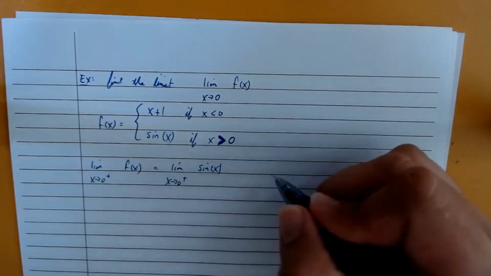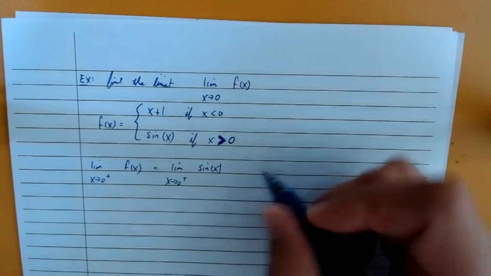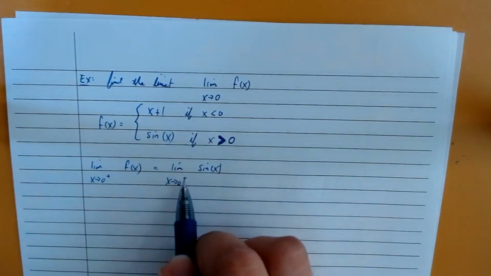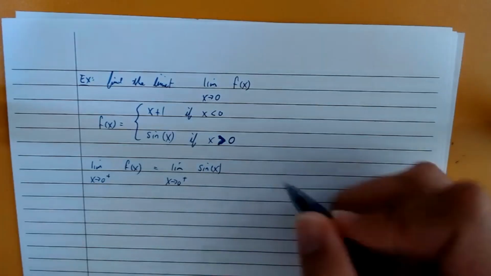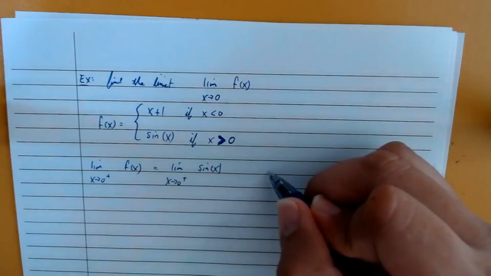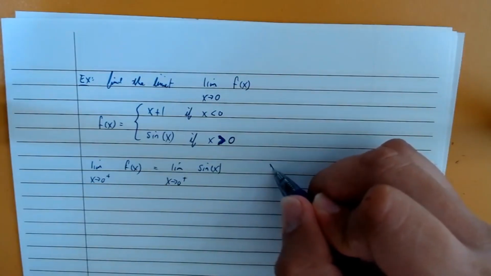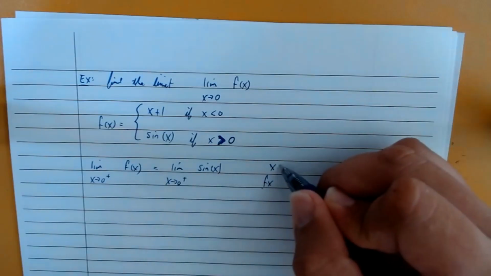Okay, so let's go and do this one. Here, I can just do that by plugging in some numbers. Notice I only care about plugging in numbers that are greater than 0. Okay, so let's go and do that. That would be x, and here's f of x.